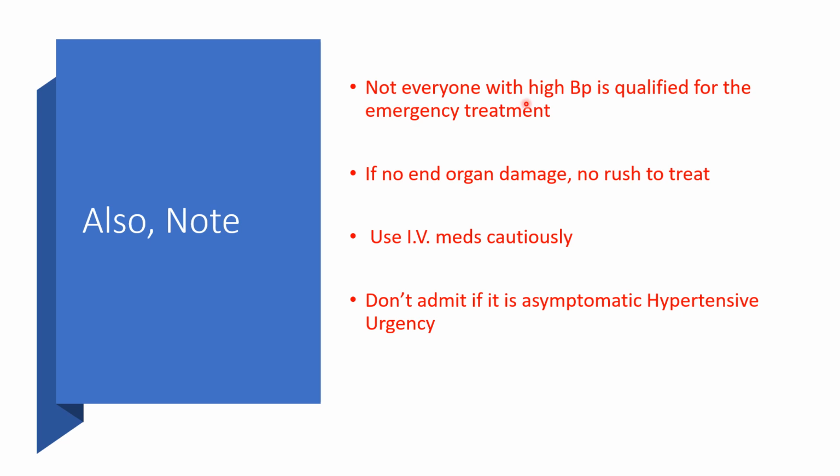Also, we should know that not everyone with high blood pressure qualifies for emergency treatment. If there's no end organ damage, then there's no rush to treat this as hypertensive emergency. We should use intravenous medication with extreme caution. Don't admit if this person is asymptomatic. So, the BP is high, but there's no symptom. Well, you can observe for a while, but you don't have to keep the person on bed indefinitely.